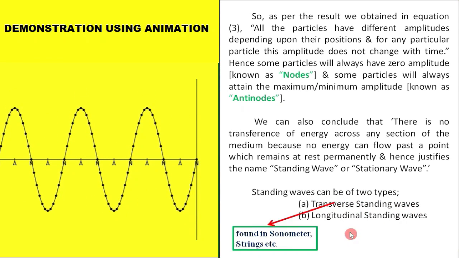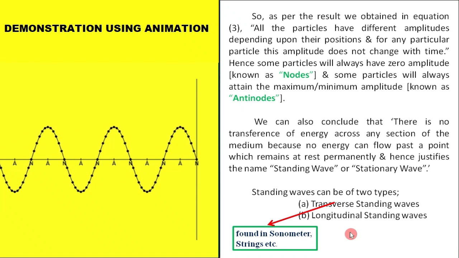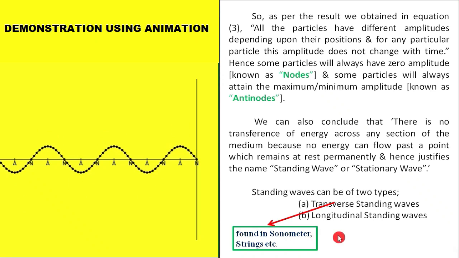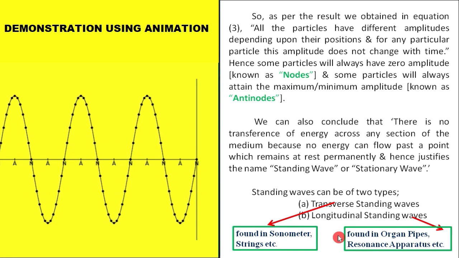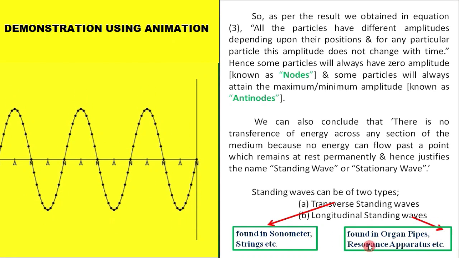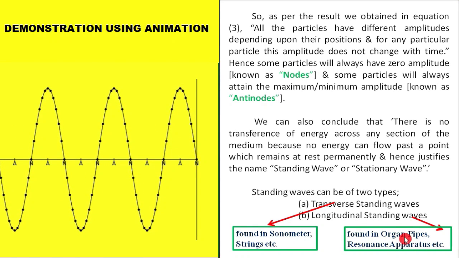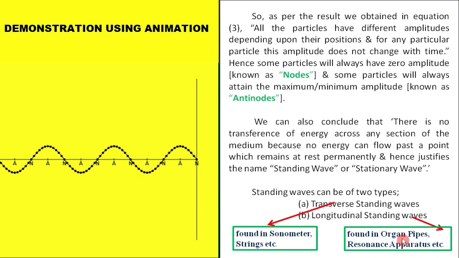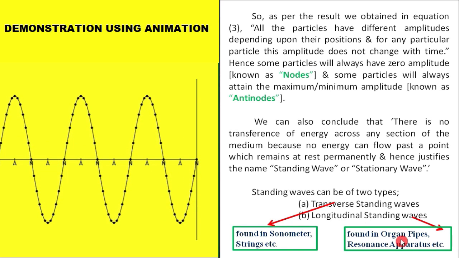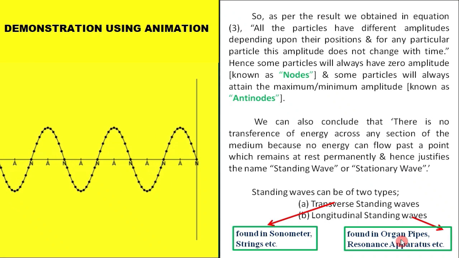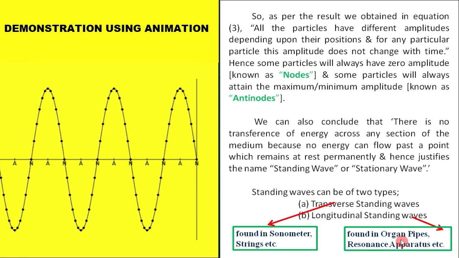Now where are they actually found? Transverse standing wave is found in sonometer and strings. Okay, whereas longitudinal standing waves are found in organ pipes and resonance apparatus. Organ pipes, or in any kind of music apparatus. It may be flute, it may be open organ pipe, it may be mouth organ. In all that we can find the longitudinal standing waves.